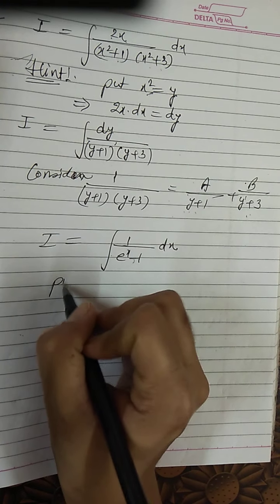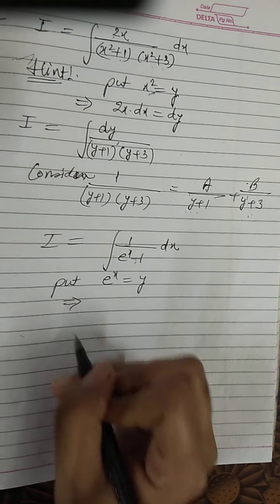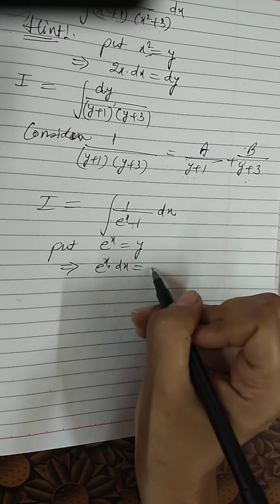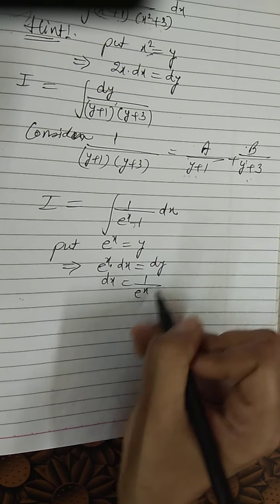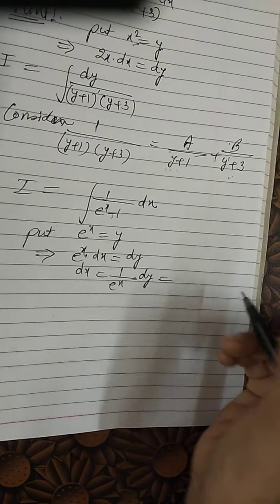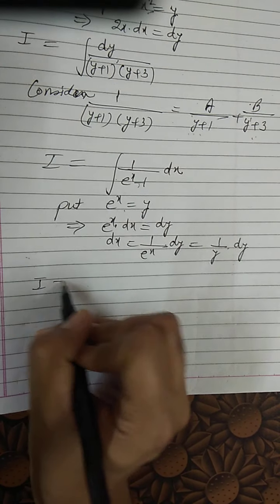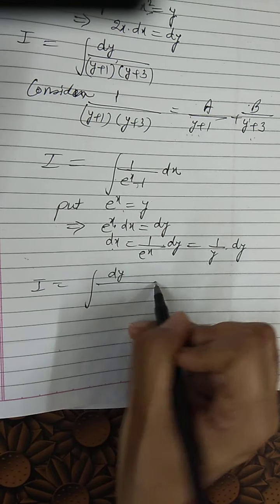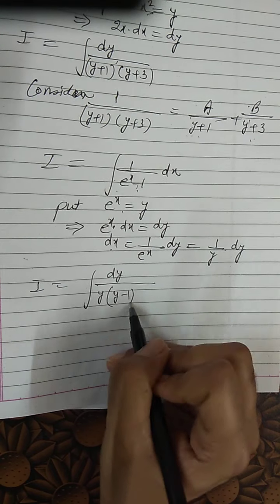So for that, what you people will do, we will put e raised to power x as y, and when we differentiate both sides with respect to x, we will get e raised to power x dx equals dy. That means dx value we will get as 1 upon e raised to power x into dy, and e raised to power x is nothing else but y, so dx is 1 upon y dy. So our integral will become, the value of dx is 1 upon y dy, and in place of e raised to power x we have y minus 1.